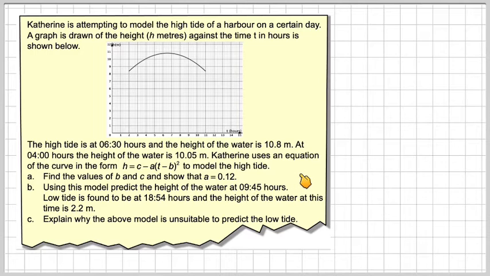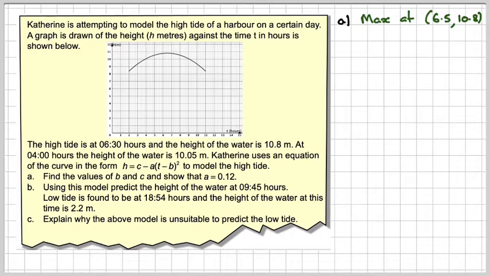Catherine uses an equation of the curve h is equal to c minus a(t minus b) all squared to model the high tide. Find the values of b, c, and then show that a is 0.12. Using the model, predict the height of the water at 0945 hours. Low tide is found to be at 1854 and the height of the water at this time is 2.2. Explain why the above model is unsuitable to predict the low tide.